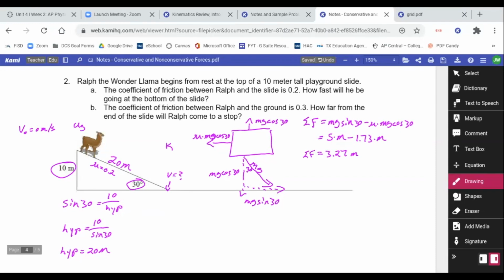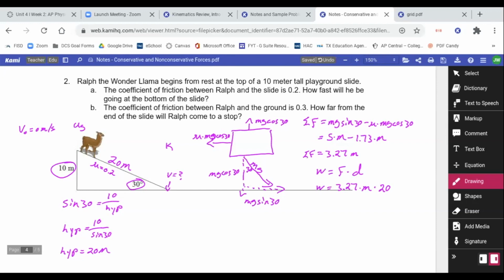Why did I do that again? Well, I'll tell you why. Work is equal to force times displacement. So my work will equal 3.27 times m times the displacement of 20. All right, if I multiply that times 20, I'm using a calculator so I don't make silly mistakes, I get 34.64. Why does that seem weird?